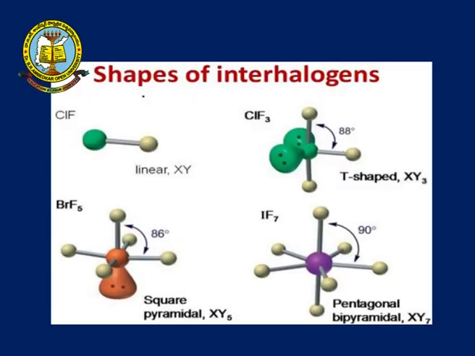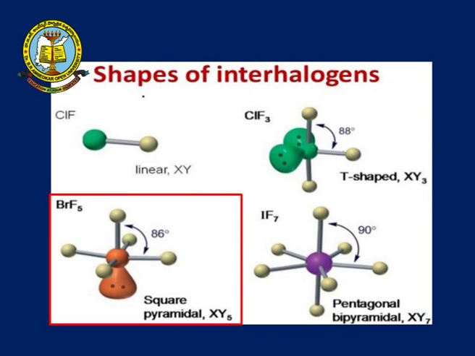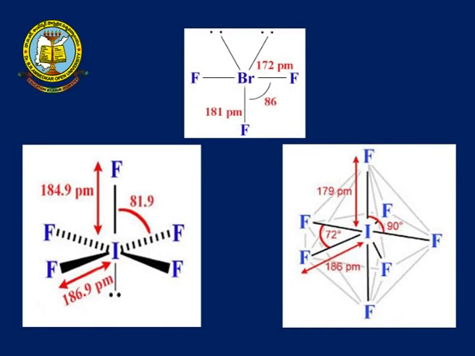So now see, these are the structures of interhalogens. AX type is linear, and this is T shape, sp3d hybridization, AX3 model, and AX5 type is square pyramidal, and this one is AX7 type, the last one, with pentagonal bipyramidal geometry, right. So these are the shapes of interhalogen molecules, and these are the bond angles and bond lengths between the central atom and terminal atoms.